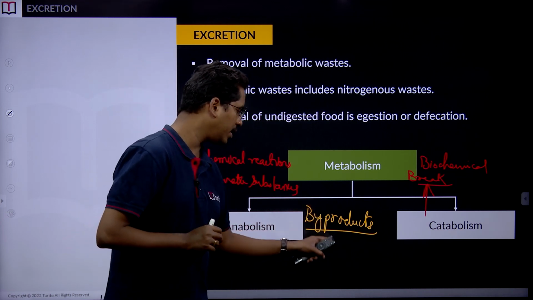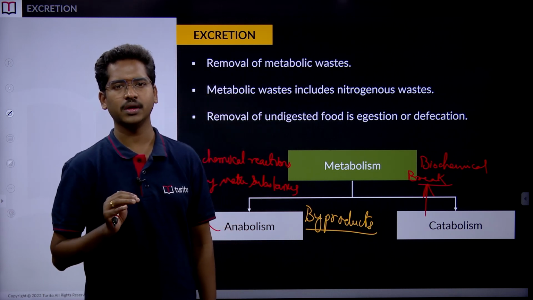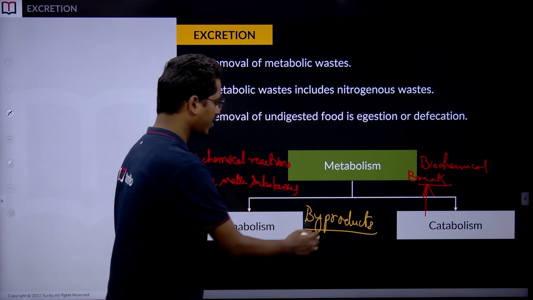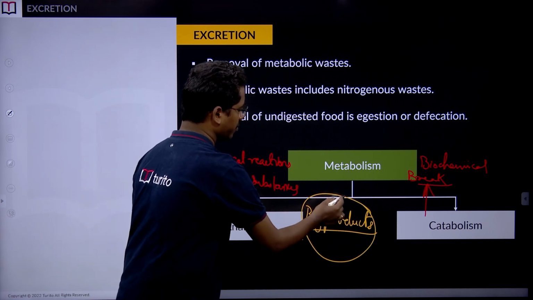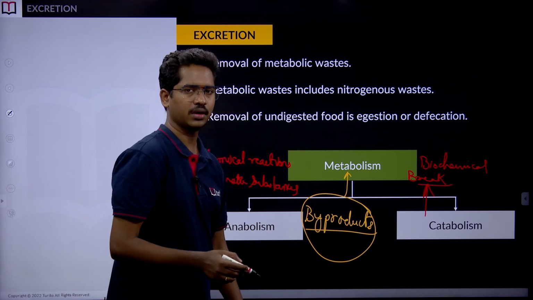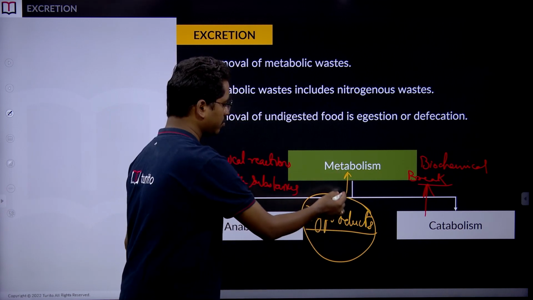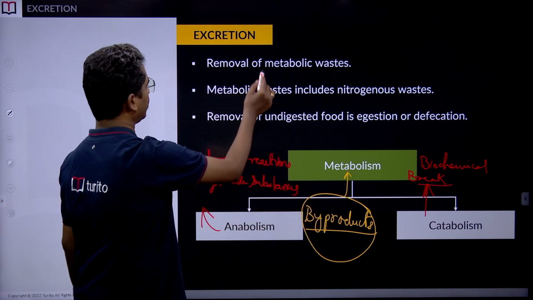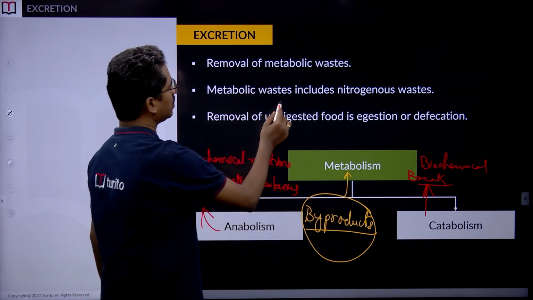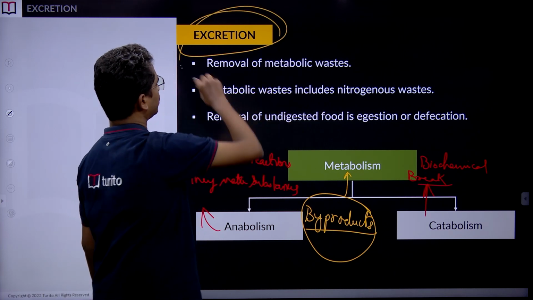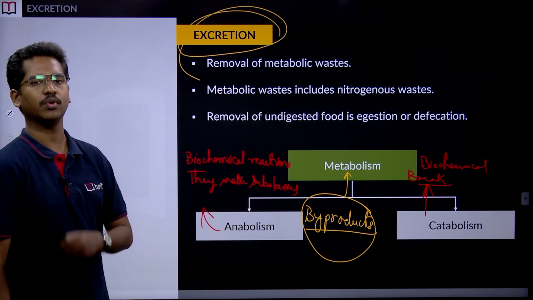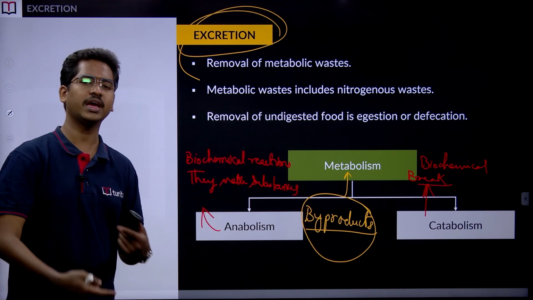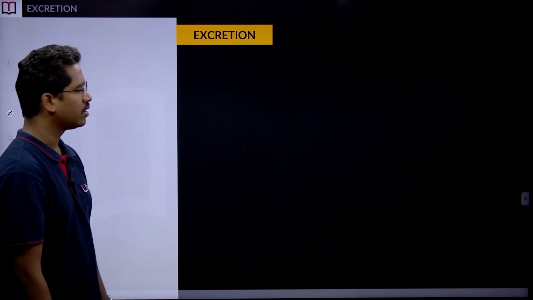So, in order to eliminate these byproducts from the body, which are of no use to our body, our body performs a process called metabolism. Okay, so as a whole you understood. In order to remove these metabolic byproducts, our body undergoes a process of excretion. So, that is what excretion is all about. This is how and why excretion occurs in the body. So, let us move forward.